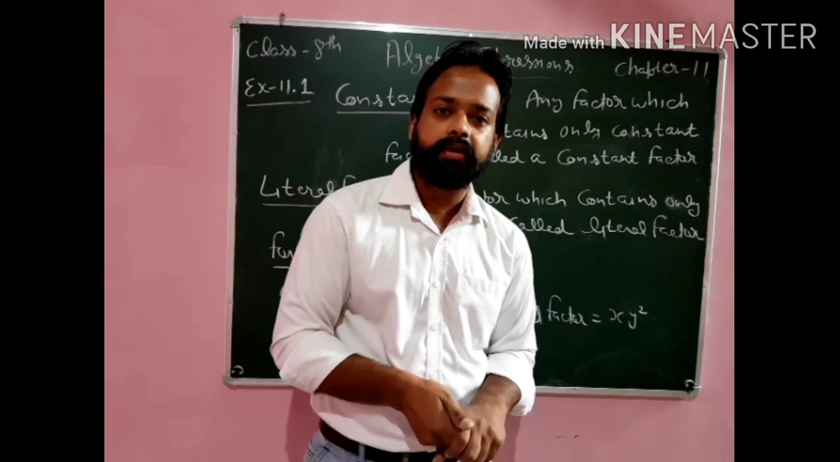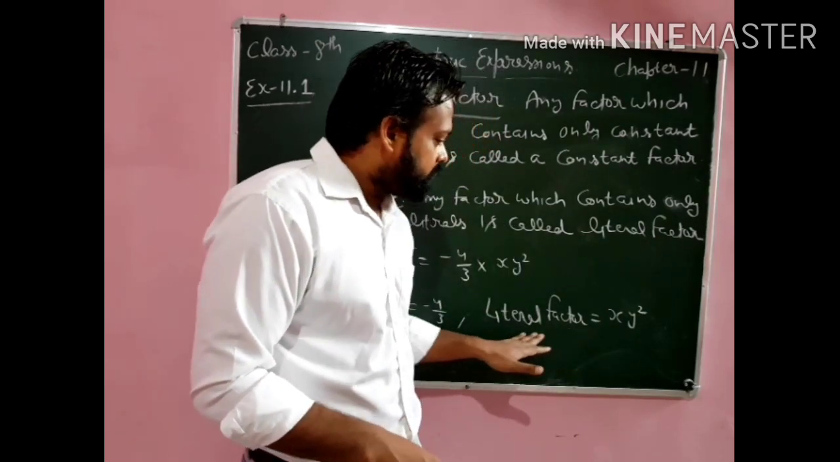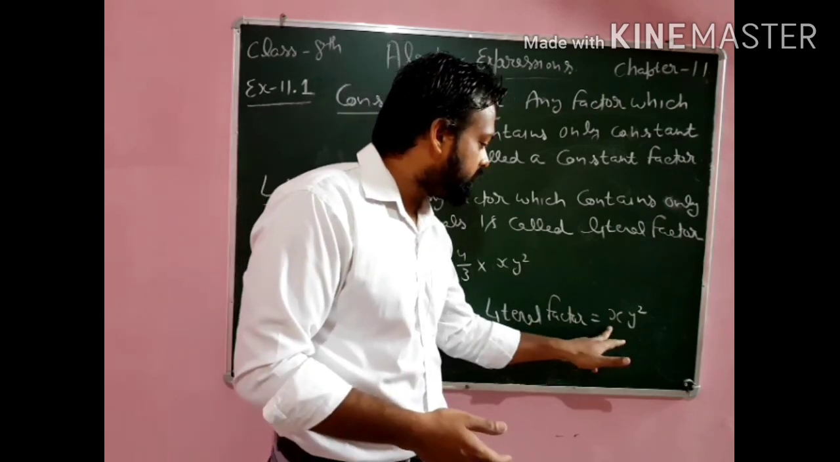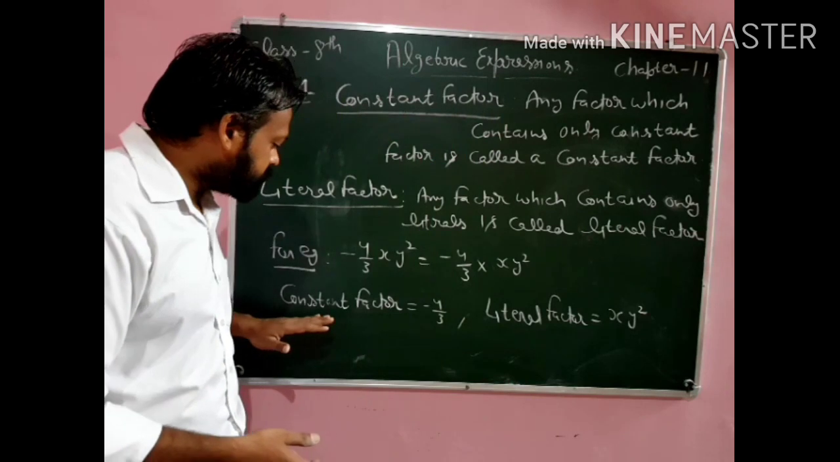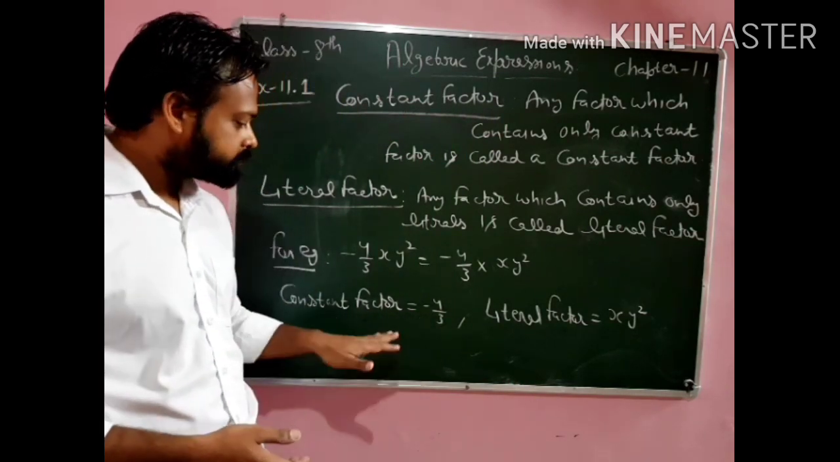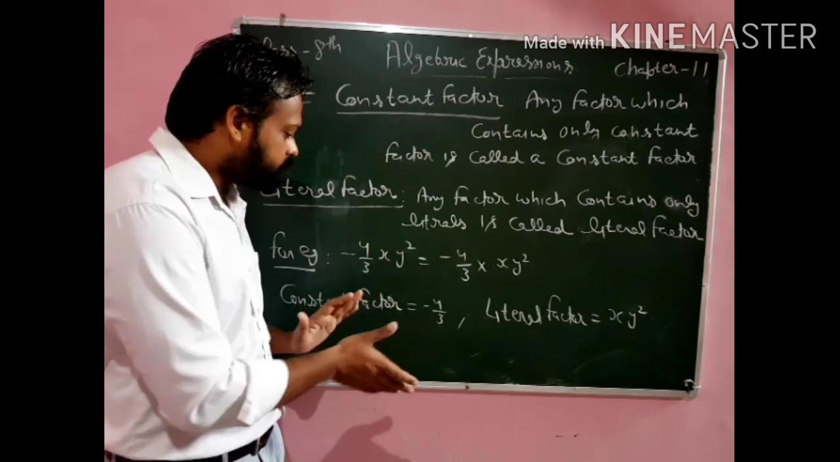Okay, now one more thing is also very important. These factors are also called the coefficients. So you can also write it as: literal coefficients are xy square and constant coefficient is minus 4 by 3. So we can use both terms here, factors and coefficients.